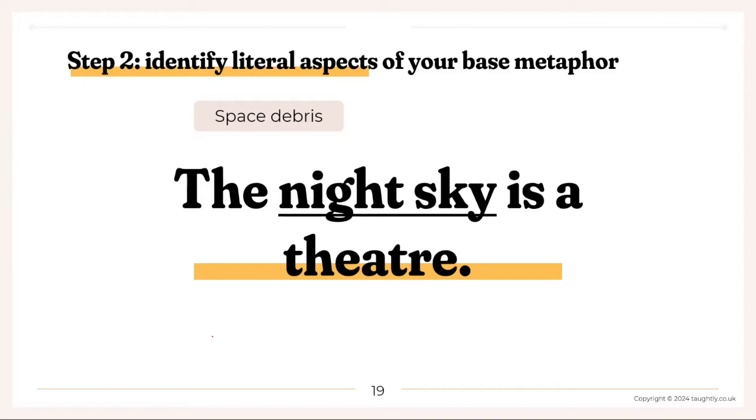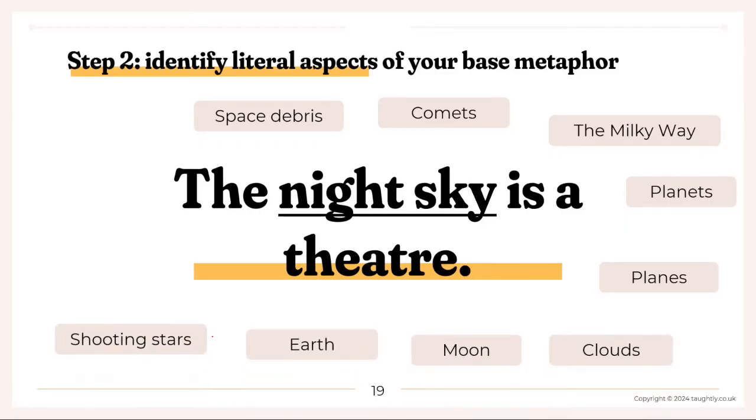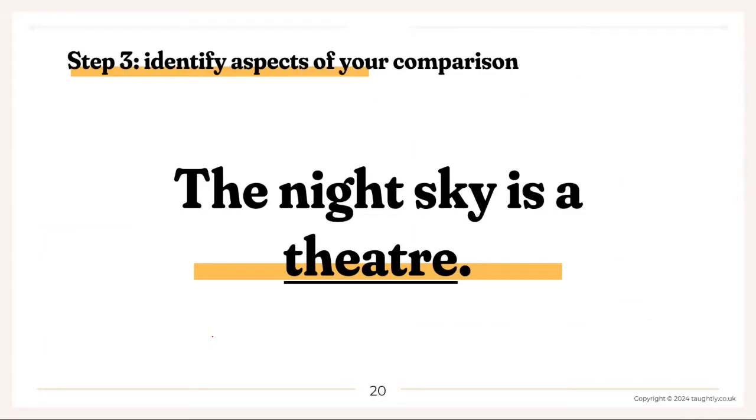Some of the things that you could have picked out: space debris, like space trash, comets, the Milky Way, which is our galaxy that the Earth is in, planets, Jupiter, Mars, Venus. Pluto is a little bit contentious, I know. Planes, aeroplanes in the sky, clouds, the moon, the Earth, shooting stars, satellites, asteroids, and other galaxies. So these are all things that we could describe in the night sky. Okay, now on to step 3.